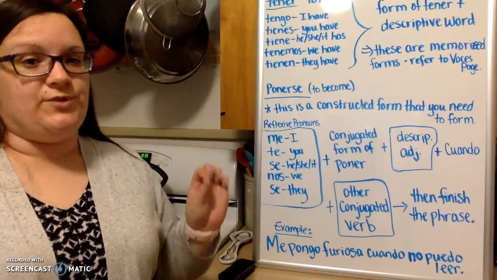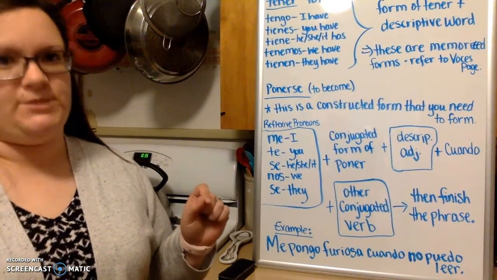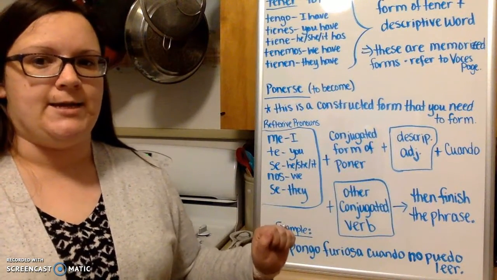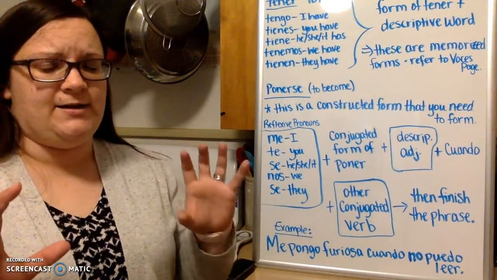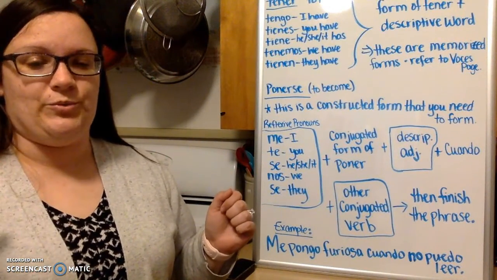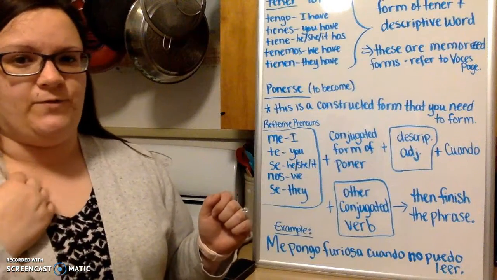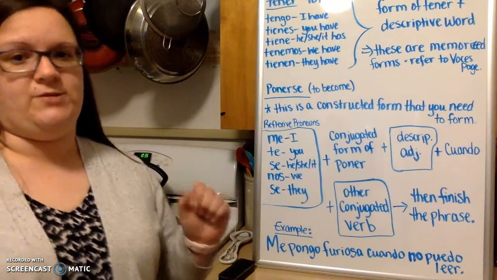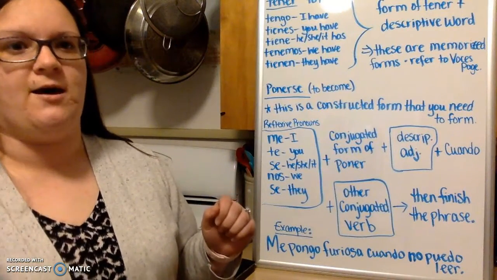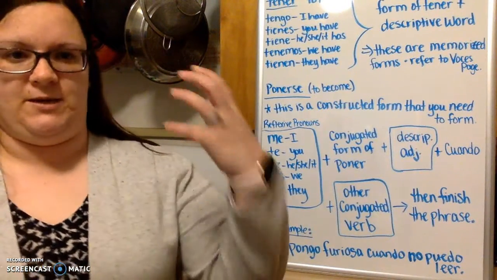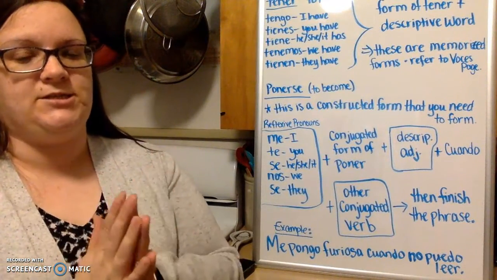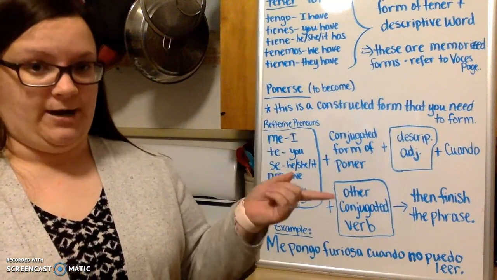So this is also a constructed phrase. There is a very particular way to make these, which is what I tried to illustrate for you here. I tried to make it varied. That's what the boxing and the plus signs and stuff like that is, so I could show you how you form it. So the first thing that you're going to do is take ponerse and put it into a form. All right, so you're wanting to say to become something, to become angry, to become excited, to become happy, whatever the emotion is that you're going to attach this to, you got to conjugate poner.